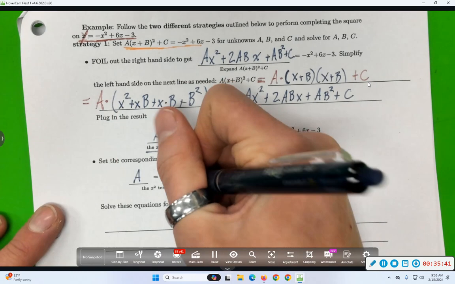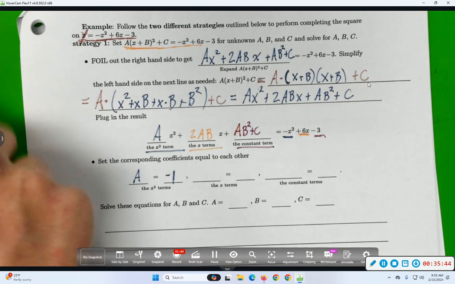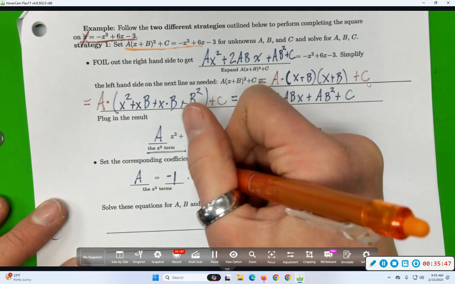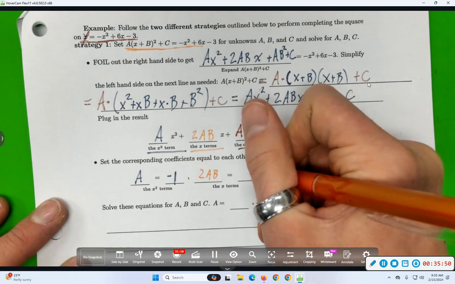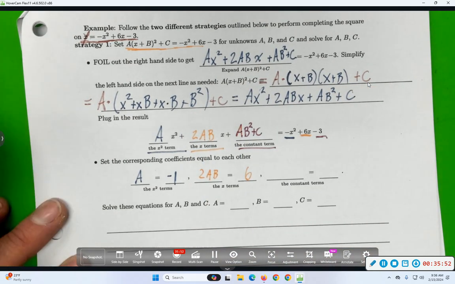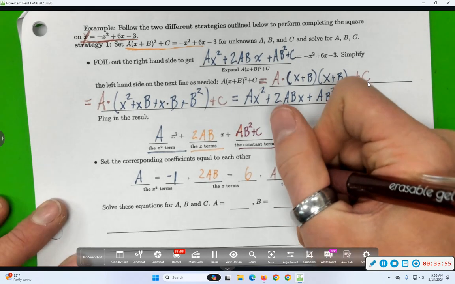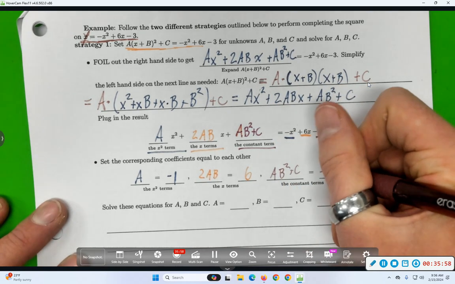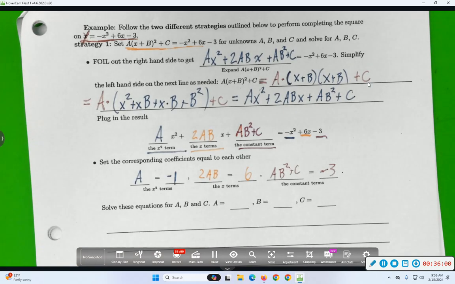a better be equal to -1, because the square terms need to be the same. 2ab had better be equal to 6, because the x terms need to be the same. And ab squared plus c had better be equal to -3. That look like a set of equations you could solve for a, b, and c? I just need to know what a, b, and c are. Do I already know what one of them is? Which one? a. I already know a is -1? Yeah. Cool. So that means I can replace all the other a's with -1.